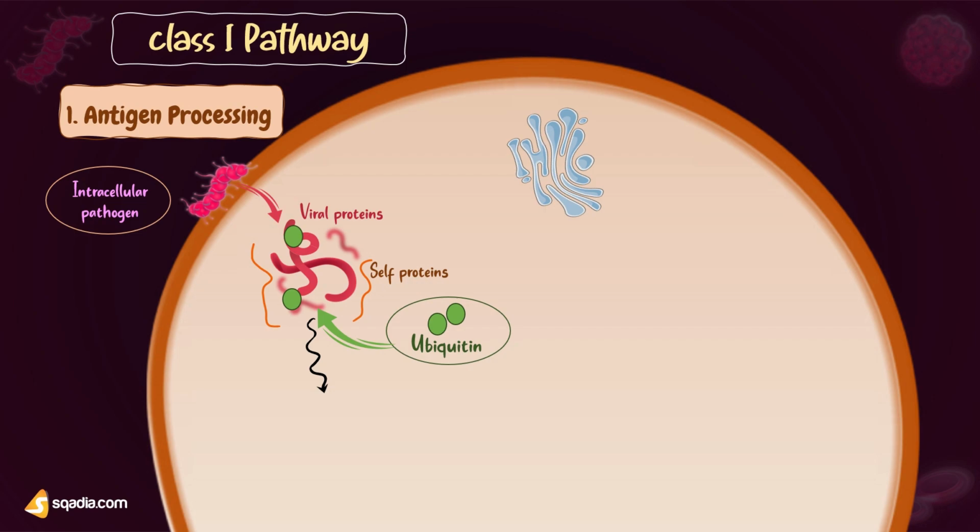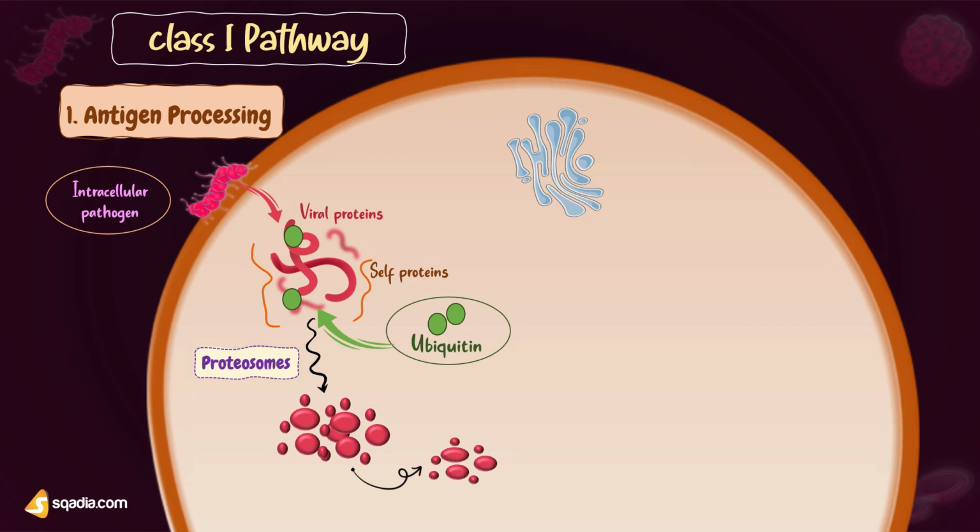Once marked with ubiquitin, these proteins are then broken down or degraded into smaller fragments by the specialized protein complexes named proteasomes. This proteasome, along with many proteolytic enzymes, may cleave some of the viral protein molecules through various polypeptide and peptide intermediate steps, until peptides of 8 to 11 residues are formed.